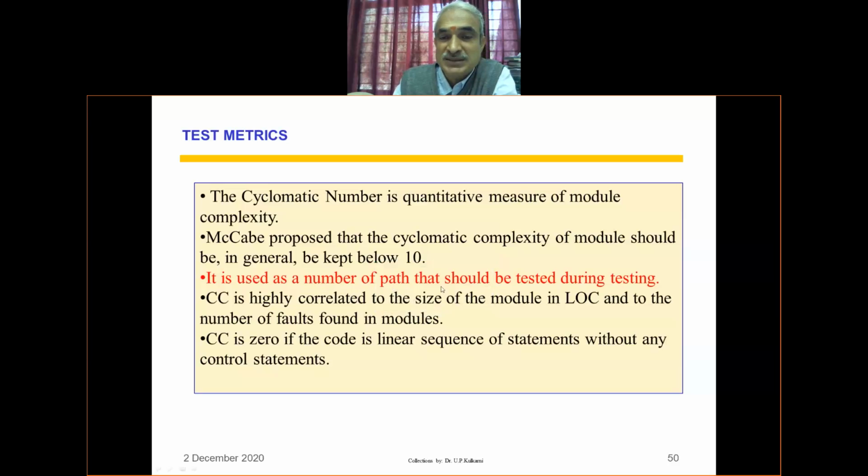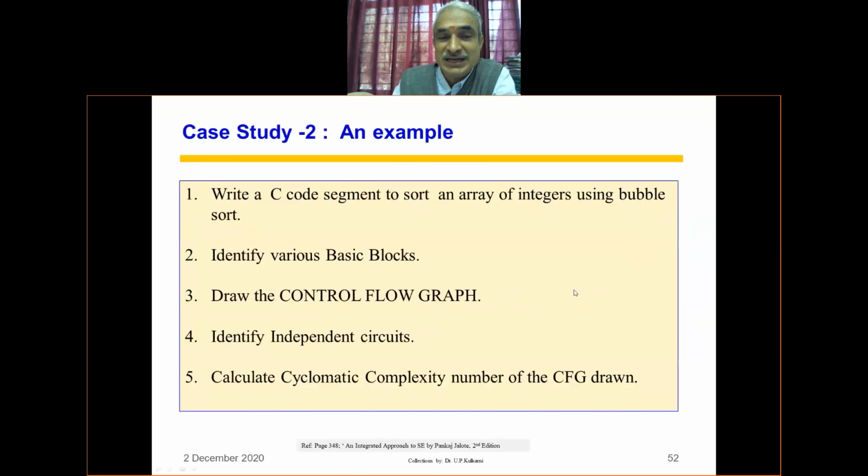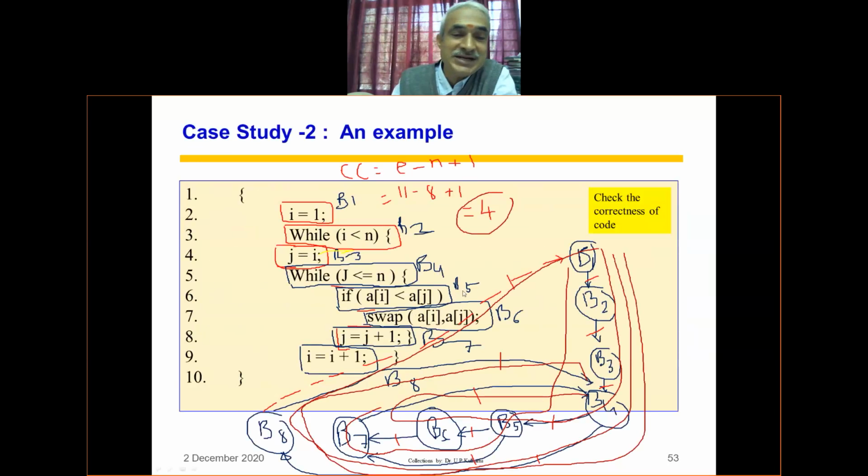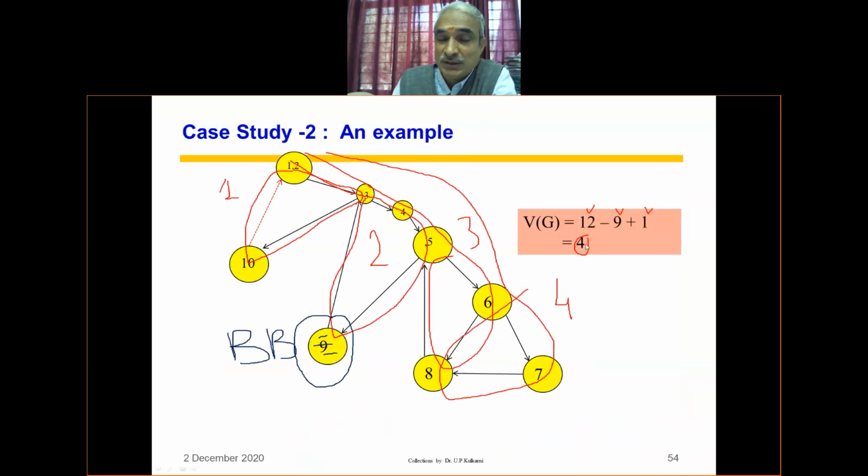Identify the number of paths that should be tested during testing. So you should not simply read the code and write the answer directly. Rather, you should use a strategy. What is the strategy? Draw the control flow graph and then apply the formula. Find this out and say that these are the 4 paths. Are you getting this?